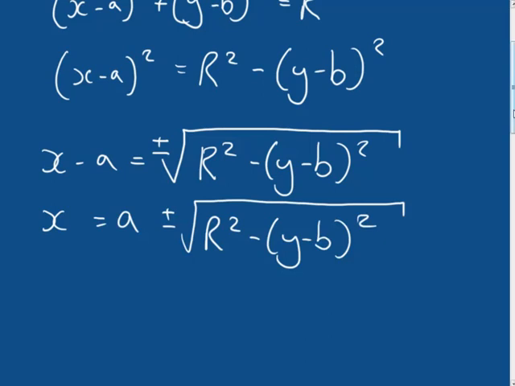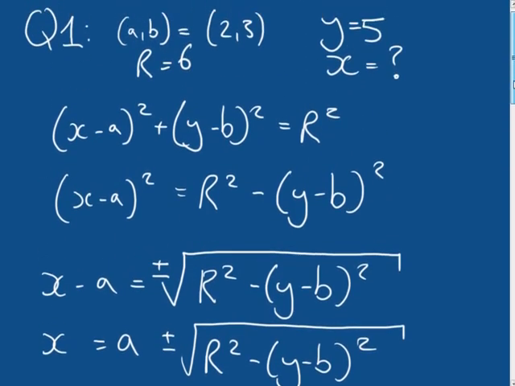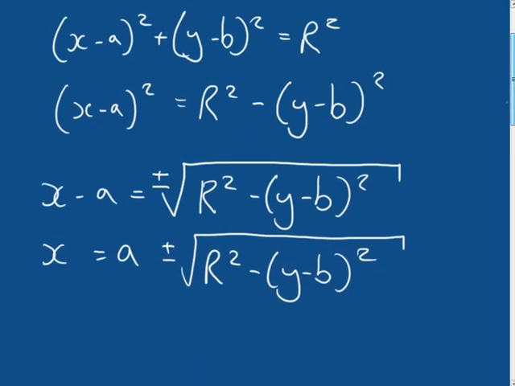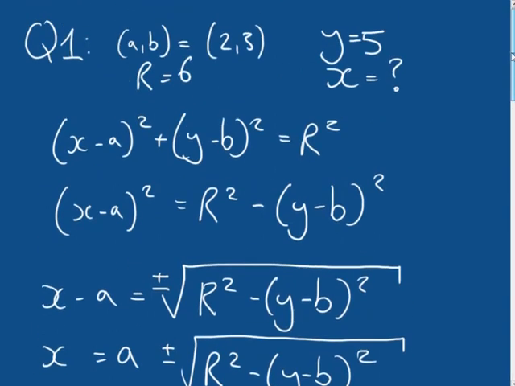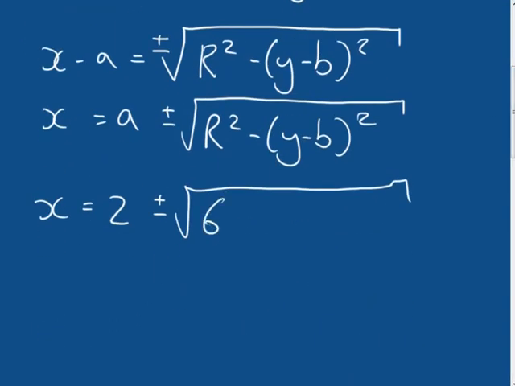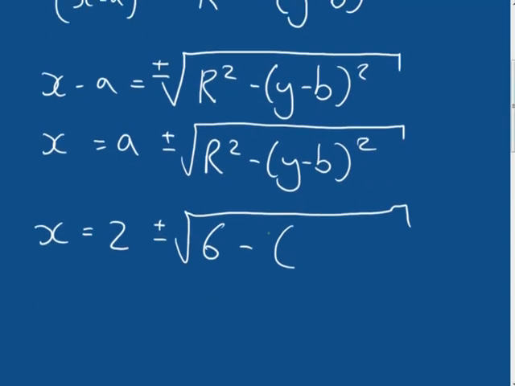So now all that's left to do is to plug our values into that equation. So x is going to be equal to a, which is 2, so x is equal to 2 plus or minus the square root of the radius of our circle, which is 6, minus y, which is 5, minus b, which is 3, squared.